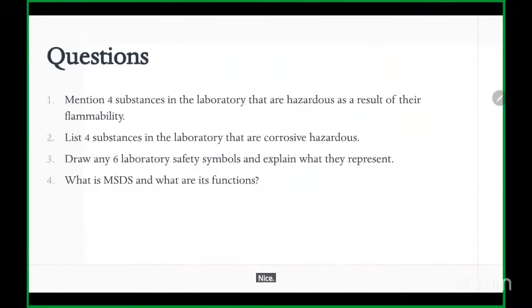These are the questions. We're going to have to answer this in our notebook. These questions are in your lab manual, so I don't have to.